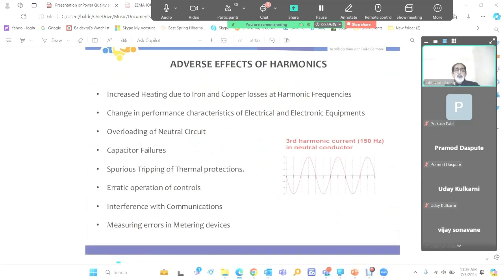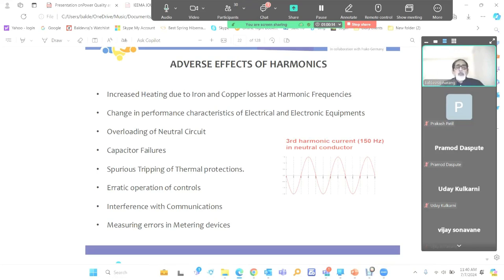So there are some common impacts of harmonics, the adverse effects of harmonics. Heating is there, increased heating due to iron and copper losses, and the performance characteristics of each and every system or load change, because all the systems we design for 50 hertz, and when we have these harmonic currents at 250, 350 and so on flowing along with the fundamental, we don't get the characteristics for which we design the system, so there is a distortion.